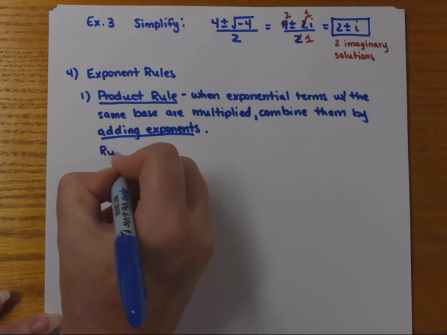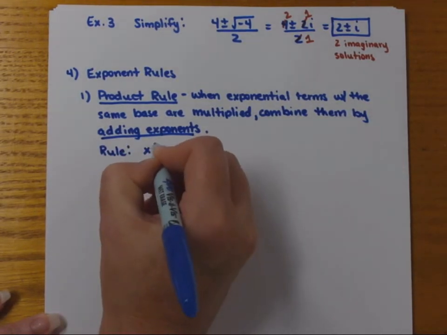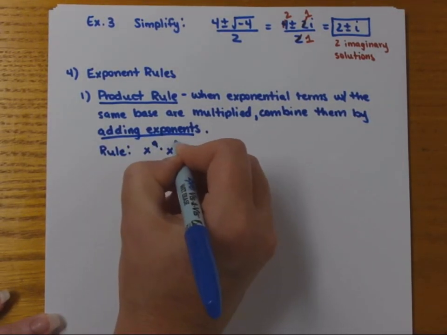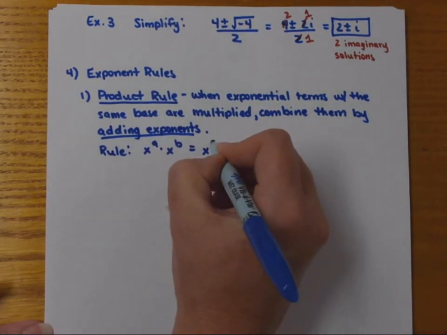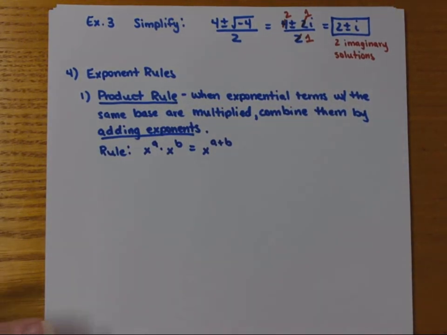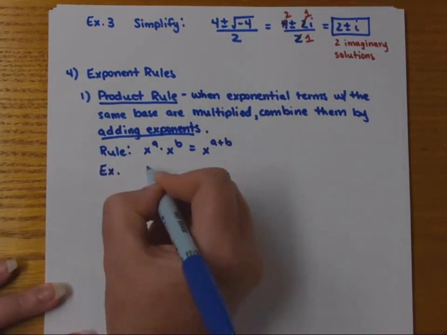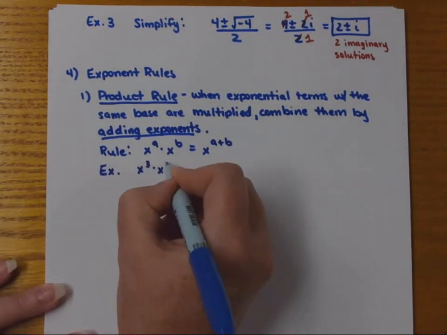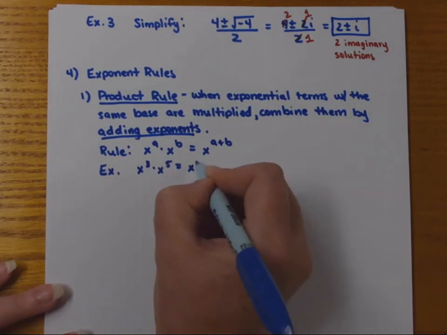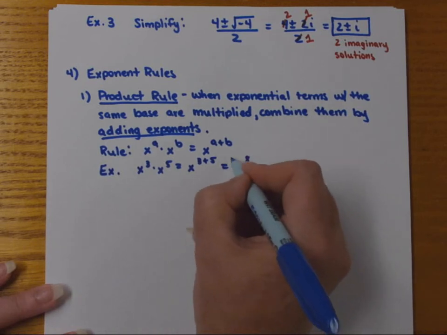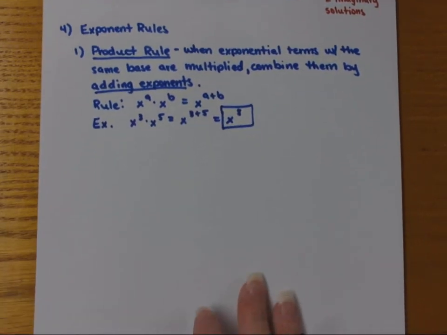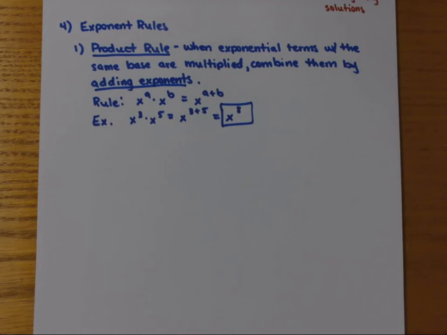Here's the rule in variable form. If you have x to the a power times x to the b power, it is the same as saying x to the a plus b power. Let's look at an example. If you had x cubed times x to the 5th, that would be equivalent to x to the 3 plus 5, or x to the 8th. The word product, by the way, means multiplication, so that's for when you're multiplying terms with exponents.